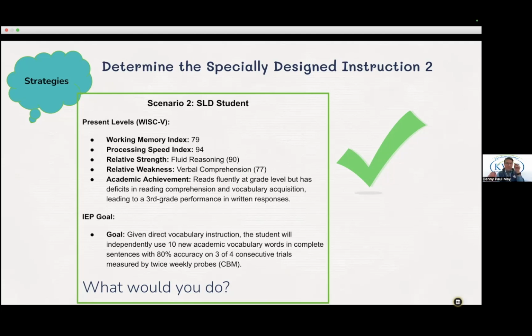Now, you notice the way we're writing those goals. We got all 6 components in there. Is it measurable? He's going to write complete sentences, right? And use new vocabulary words. So what would you do here in terms of specially designed instruction?